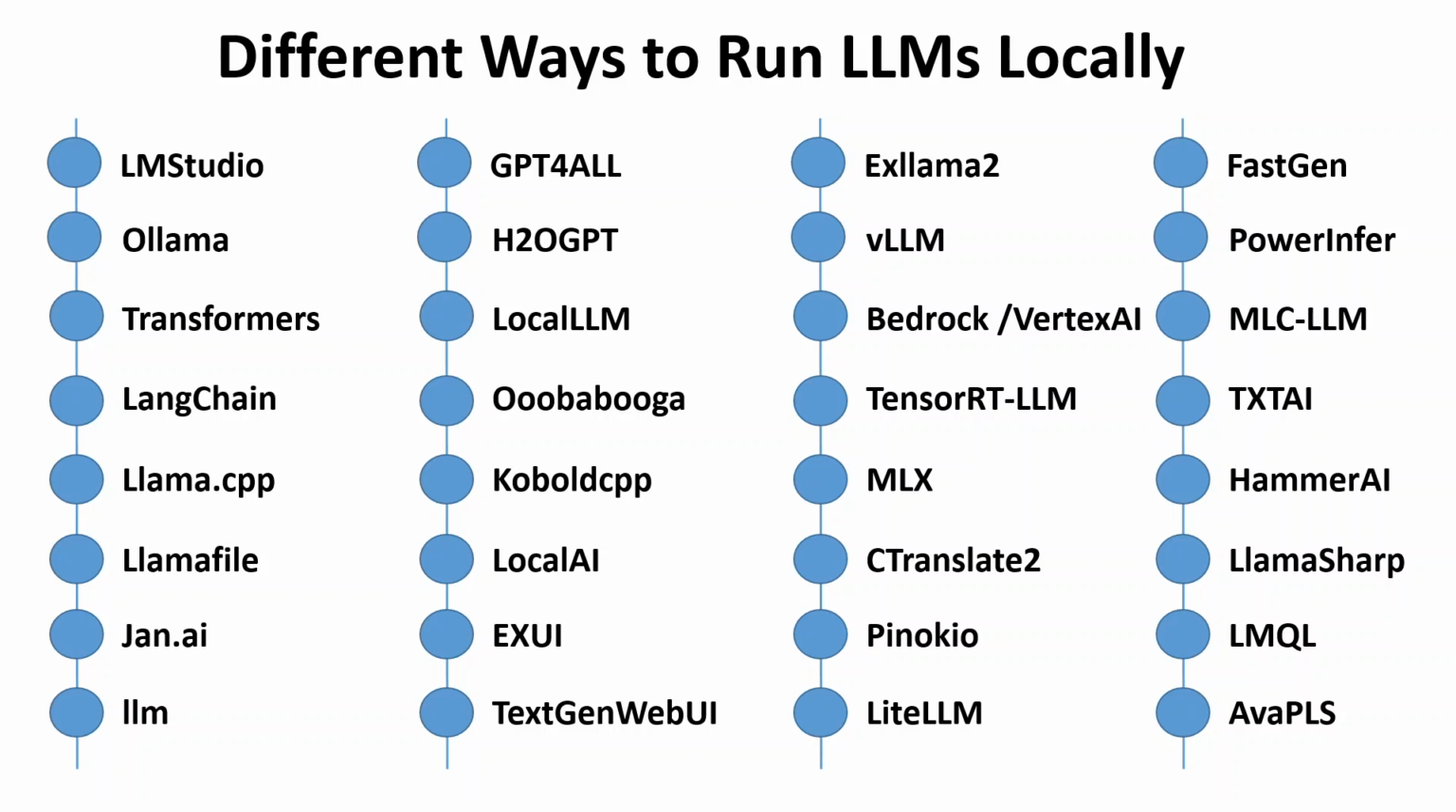For example, in the last column, we have this TxtAI, which is great for embedding models. But at the same time, ExLlama is good. PowerInfer is good. DeepSpeed FastGen is awesome. vLLM is great. I have extensively used Oobabooga. Llamafile is very simple. Jan.ai is quite nice. And then, as I said, this list is not exhaustive at all.